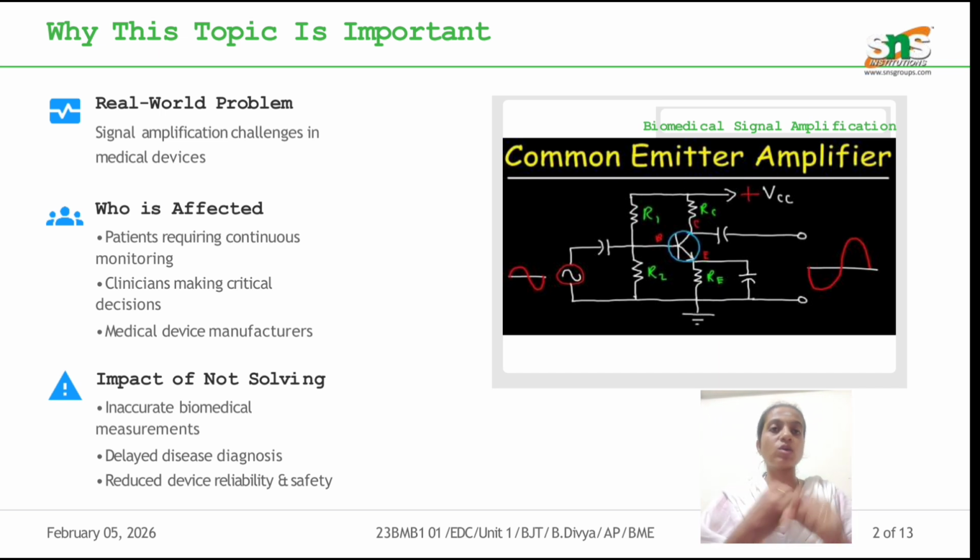The real world problem: signal amplification challenges in medical devices. We are facing signal amplification challenges where we have different types of signals in the biomedical area, specifically ECG, EMG, EEG and so on. These signals have to be converted into a certain output and then analyzed to find what kind of issue it is. So signal amplification is very important in medical devices.